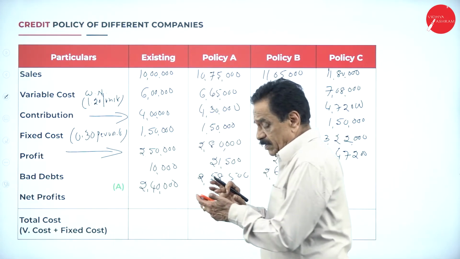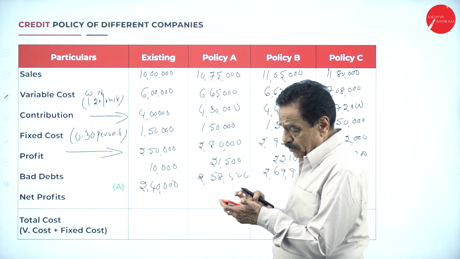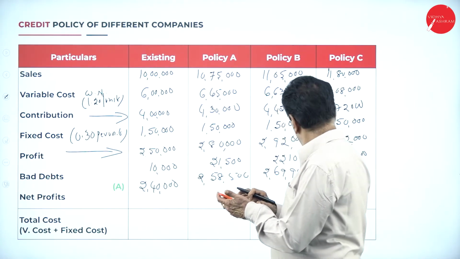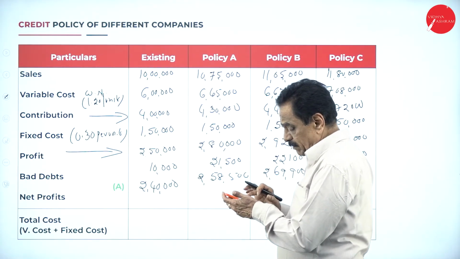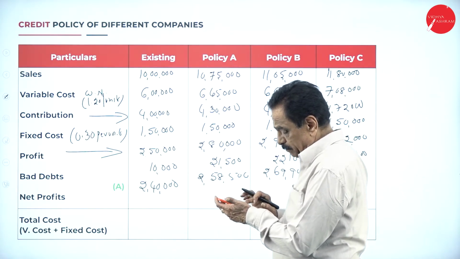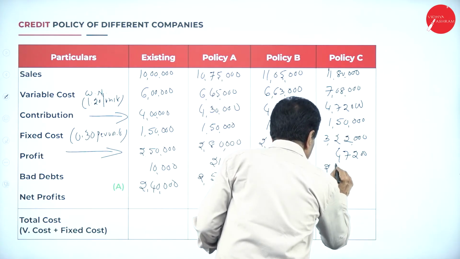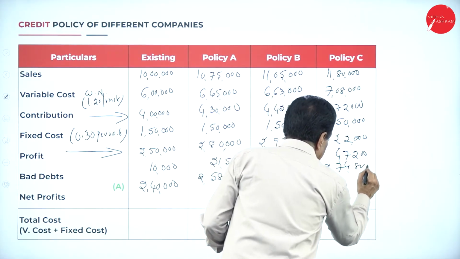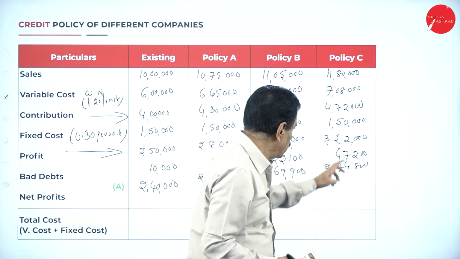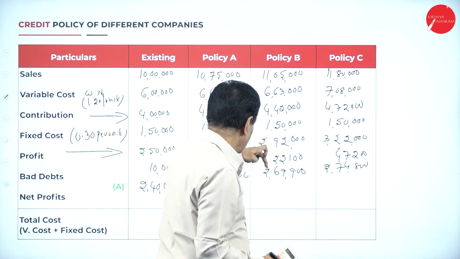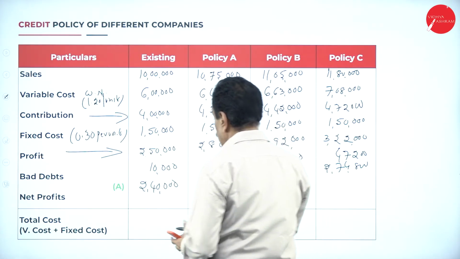Then 3,22,000 minus 47,200 is 2,74,800. Check this. Right, this is your net profit.